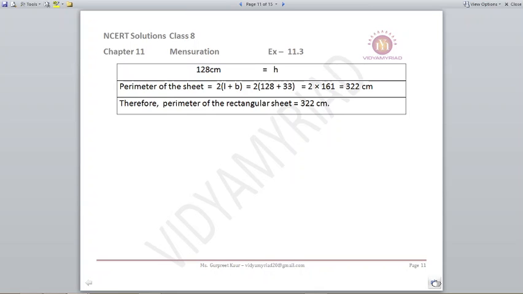That is the height. After getting the radius and the height, we can find out the perimeter of the sheet, that is 2 into l plus b, which is equal to 2 into 128 plus 33. So height will become the length, that is 128 plus 33, that comes out to be 322 centimeters.